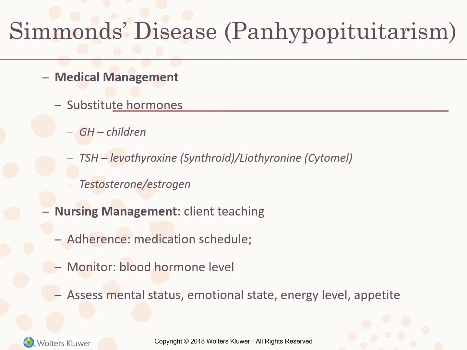So, treatment will include administration of replacement hormones for the glands that depend on the pituitary gland for stimulation. If it's untreated, the disease is fatal. Growth hormone replacement is necessary only for children, and deficiency of the thyroid stimulating hormone, TSH, will require replacement with levothyroxine or liothyronine for the client's lifetime.